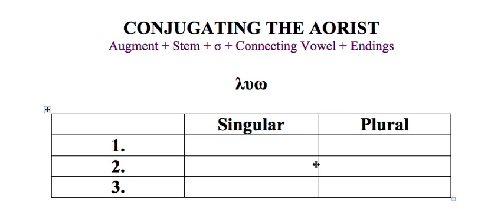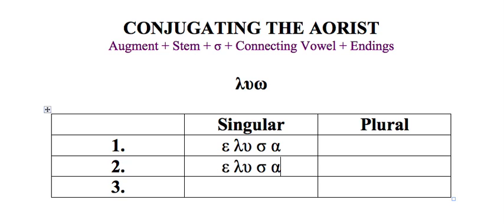We begin with our augment, which is an epsilon. Then we add our stem, lu. And then we add our sigma. And we add our connecting vowel, which is an alpha throughout the paradigm, excepting the third singular. So alpha. And then our ending, in this case, we don't have one. So elusa.